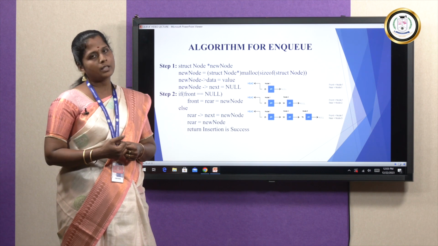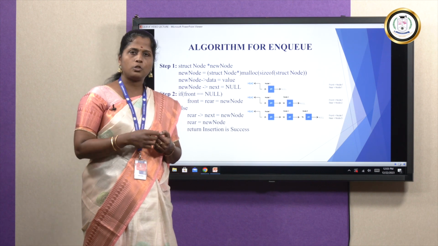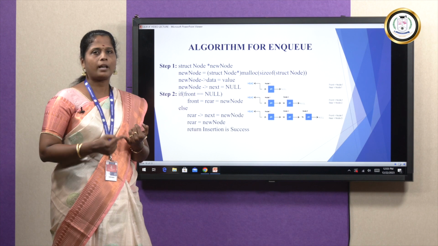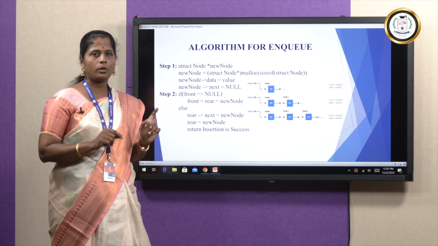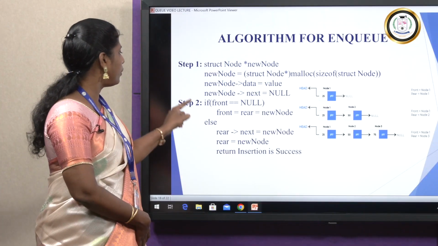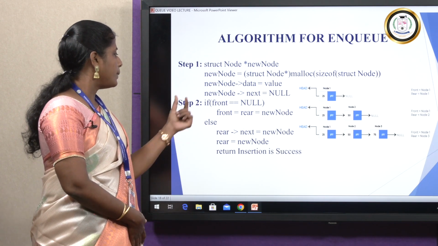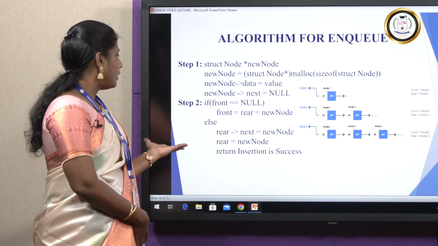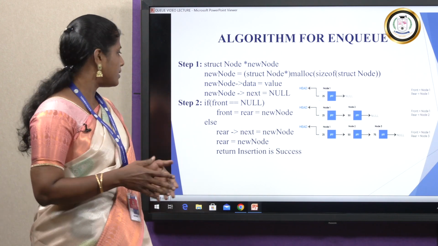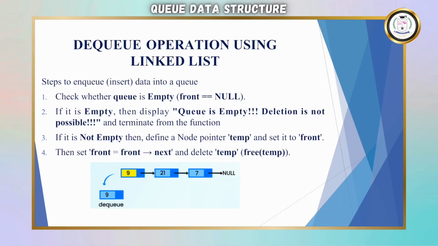Because if the queue is an empty queue, in that case we need to assign both the front value as well as the rear value to the newly created node. If our queue is not empty, in the else part, only the rear position is changed to the new node, and we just display the message insertion is successful. And this is a dequeue operation using a linked list.